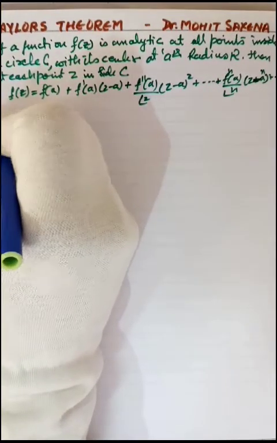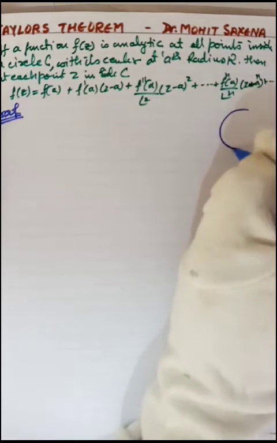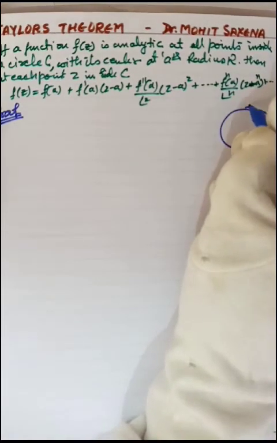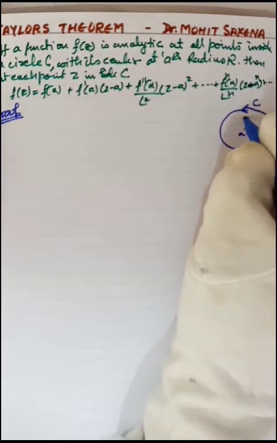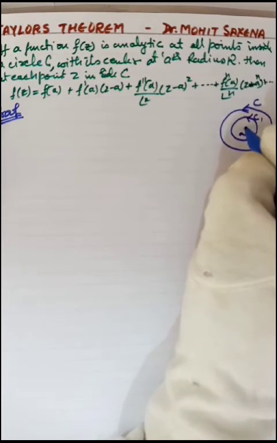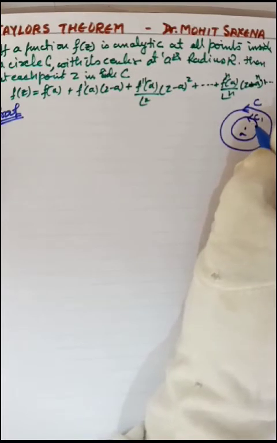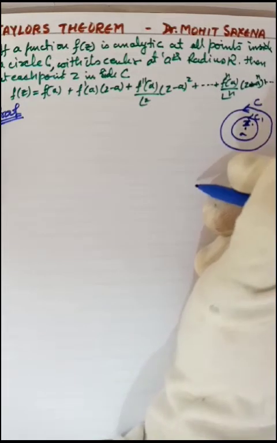This theorem is very important in complex analysis, and for going into the proof of this particular theorem, let's draw a circular region bounded by circle C whose center is at A. Let us draw another concentric circle C1 inside C with center at the same point, and point Z lies inside both circle C and C1.